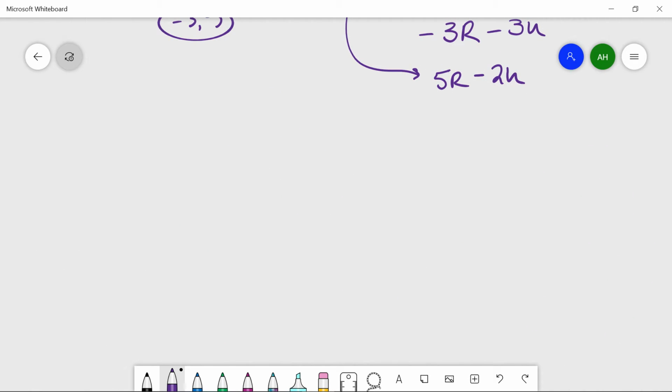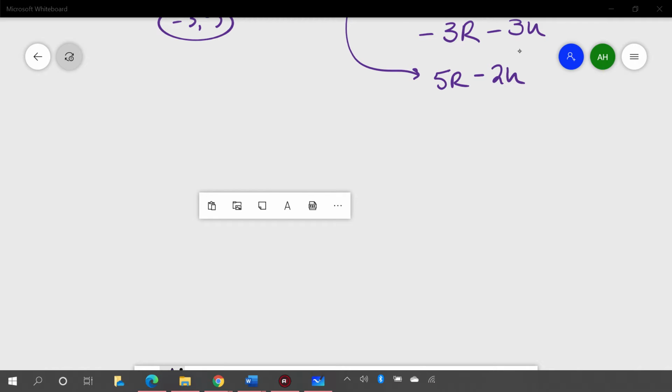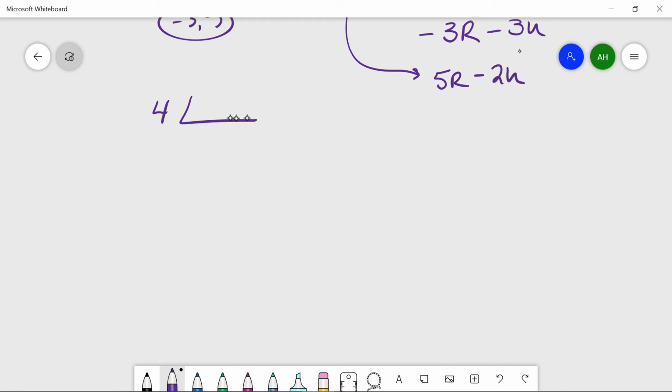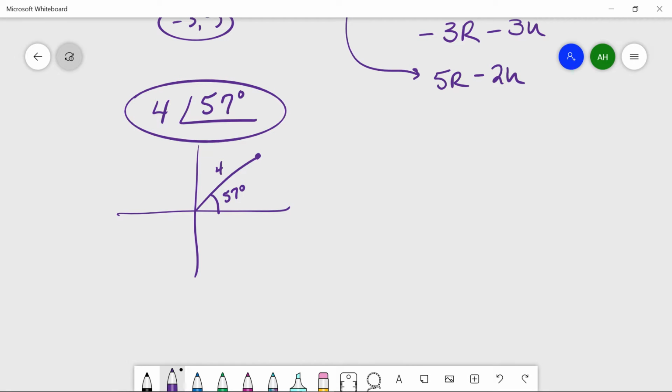Okay, polar coordinates are going to look kind of like this. Say if I put this 4 and 57 degrees. All right, this is going to be referring to something that I have graphed here, and I have this line. All right, and this angle right here is 57 degrees. And my line right here is 4 units long. And so this point, this polar coordinate, that is the coordinate of this point.